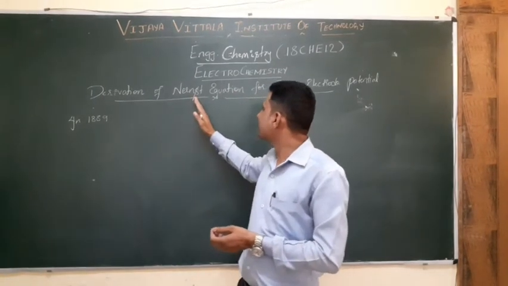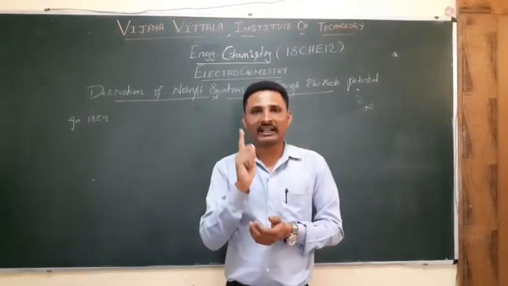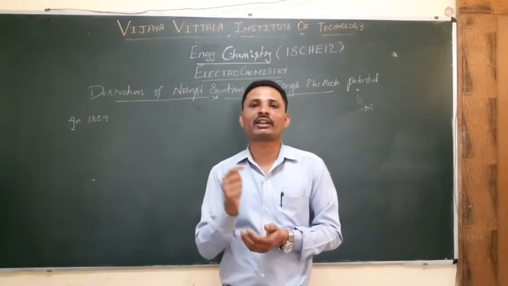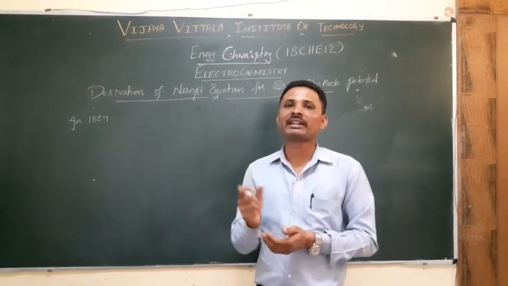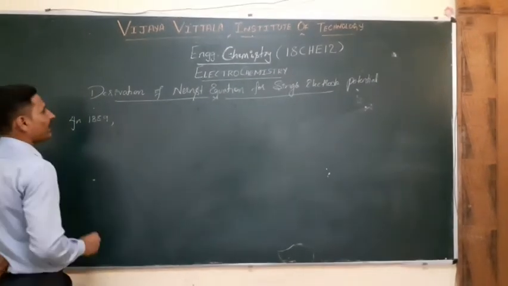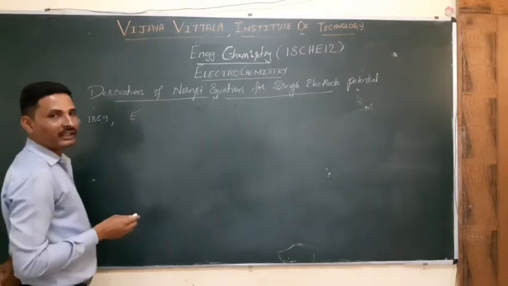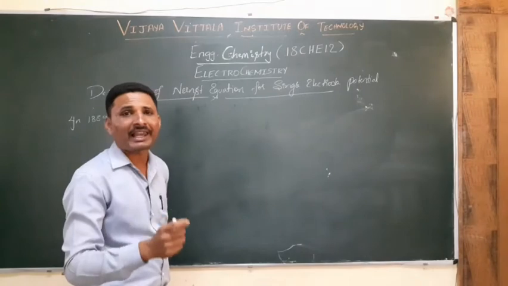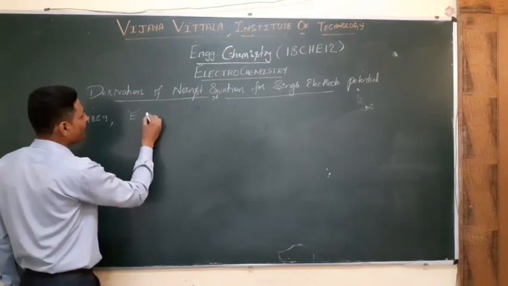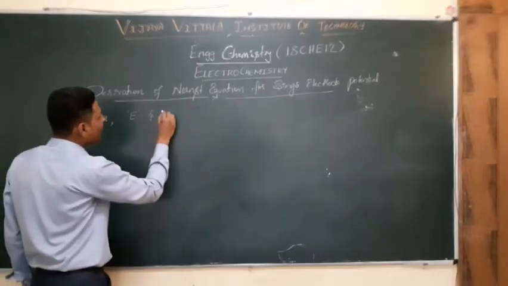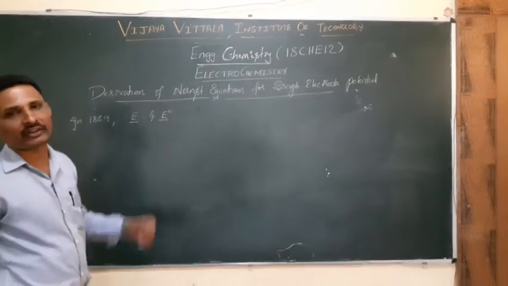So here Nernst derived an equation which gives the relationship between a single electrode potential and standard electrode potential through a concentration of metal ions at a particular temperature. That is, in 1889, Nernst derived an equation which gives the relationship between E, the single electrode potential or electrode potential, denoted by capital E, and the standard electrode potential through the concentration of metal ions.